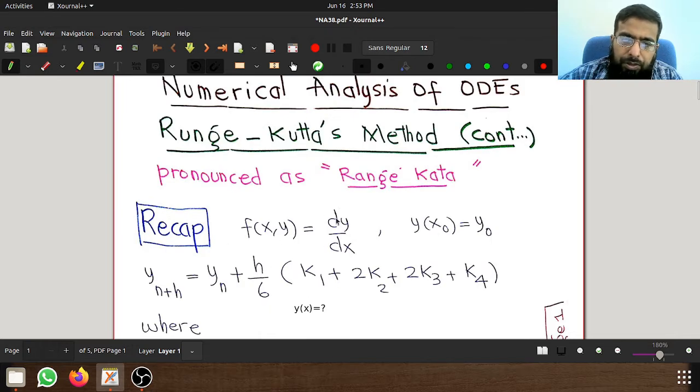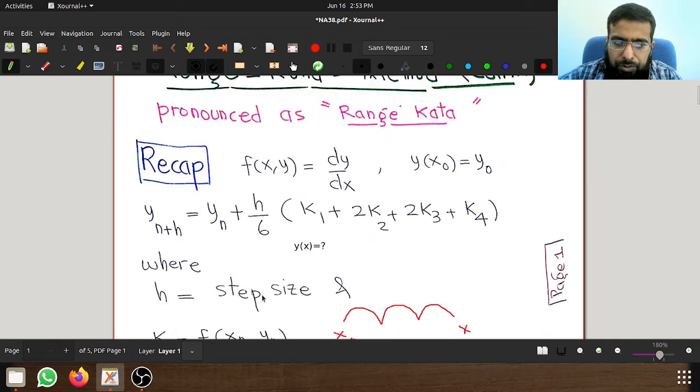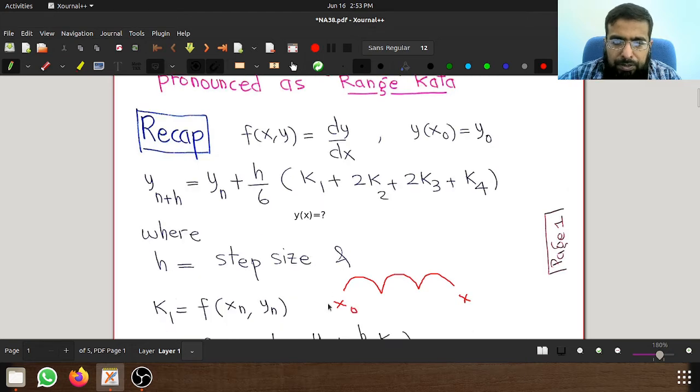We are given the differential equation dy by dx is equal to f of x, y and an initial condition y of x naught, and we are also given the step size h, and y at x n plus h is based on yn. This means we start from the initial condition x naught and we keep on jumping, and each jump is of size h until we reach the value of x for which we are asked to find y.